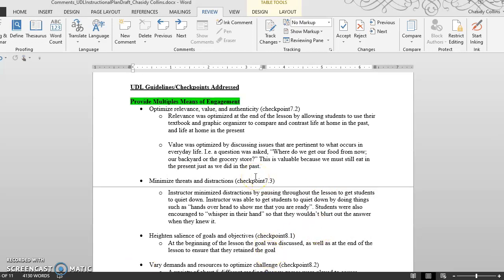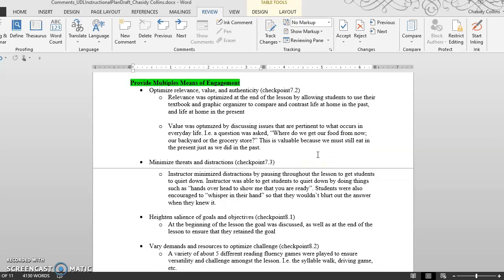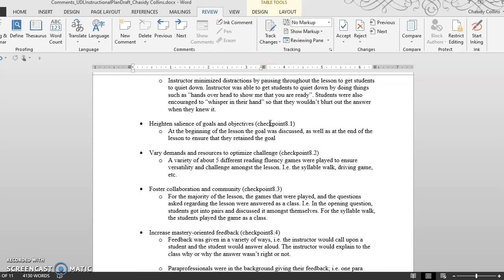Okay, so I said for provide multiple means of engagement that relevance, value, and authenticity was optimized. And I chose this because at the end of the lesson, the students were allowed to use their textbook or graphic organizer to compare and contrast life at home in the past and life at home in the present. So for instance, life at home in the past was that you had to go to your backyard and your garden to go and get food to eat. And life in the present, you no longer have to do that. It's optional, but you don't have to do that. Now we utilize grocery stores such as Walmart to go and get our groceries.